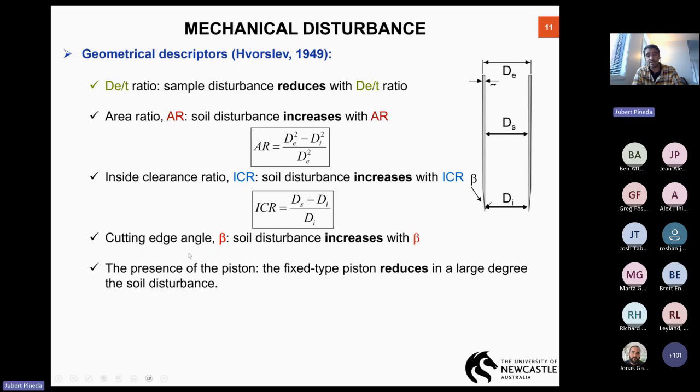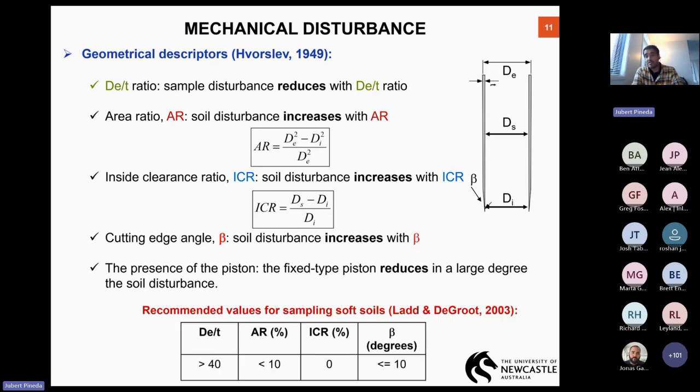Another factor that controls the sample disturbance is the cutting angle at the shoe of the sampler here, beta. So that angle should be kept as minimum as possible in order to minimize sample disturbance.